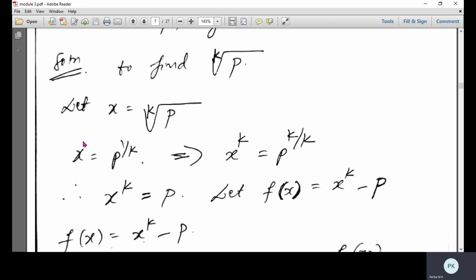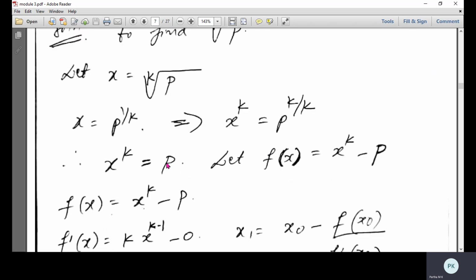Raise it to the power k on both sides. x to the power k is equal to p to the power k by k. So x to the power k is equal to p. Therefore f(x) is equal to x to the power k minus p. So you got f(x). Now you differentiate, f dash x, and proceed.